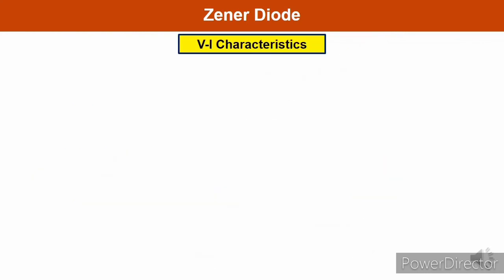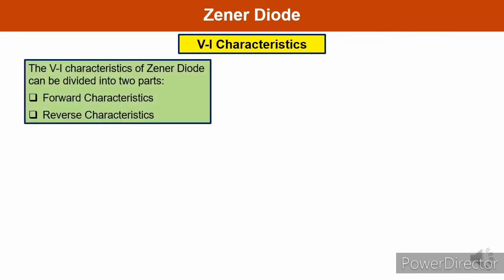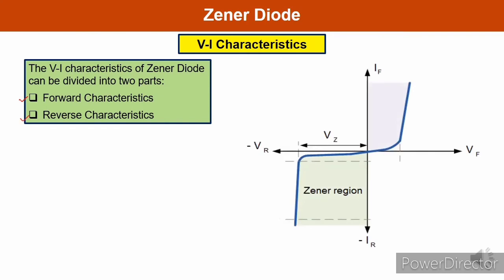VI characteristics of a Zener diode. The VI characteristics of a Zener diode can be divided into two parts, forward characteristics and reverse characteristics. The forward characteristics of a Zener diode are almost identical to the forward characteristics of the PN junction diode. So you can see over here, and what is this point? This point is denoted as V0 and it is known as the cut in voltage.